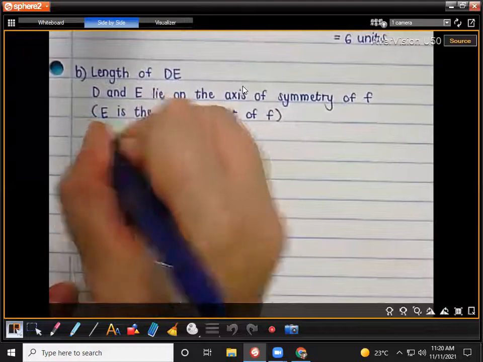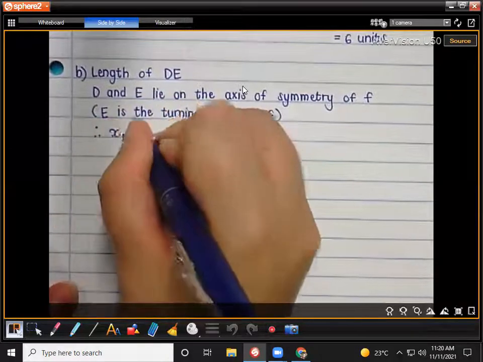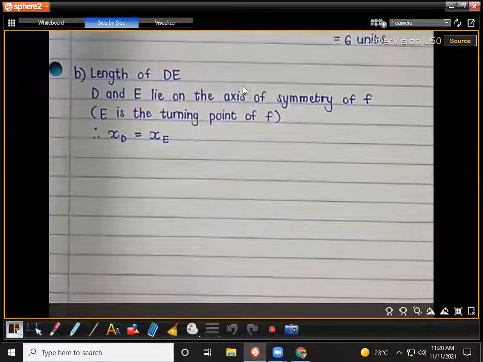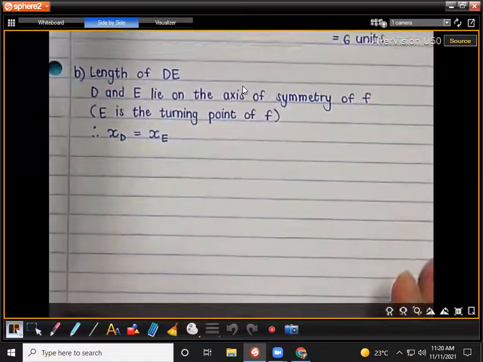All right, so now I'm going to say the X value of D is going to be equal to the X value of E. I hope that that's fine with you guys. They have the same X value, right? That's all that I'm saying there.